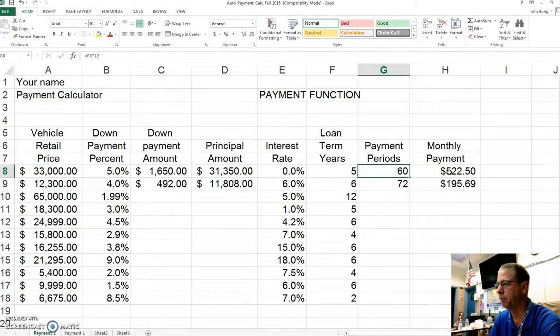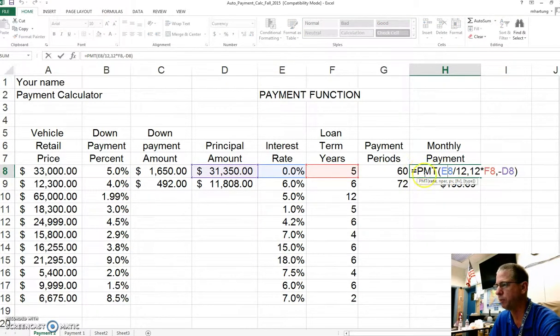And then here for the monthly payment is where we will put in that payment function. So let's take a look at that real quickly. Double click that and you'll see there's equal PMT. So E8, which is the interest rate, divided by 12. Now this is very important, and this is where a mistake is made frequently. This interest rate is an annual interest rate, which means it's a yearly interest rate, and we're trying to calculate a monthly payment. Therefore, that interest rate must be converted to a monthly interest rate, and that gets done by simply dividing that interest rate by 12.